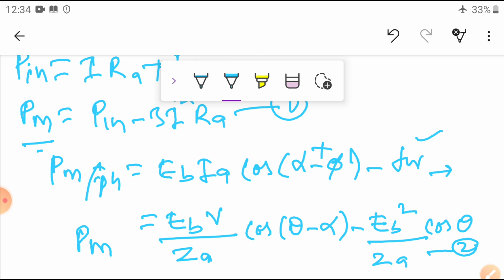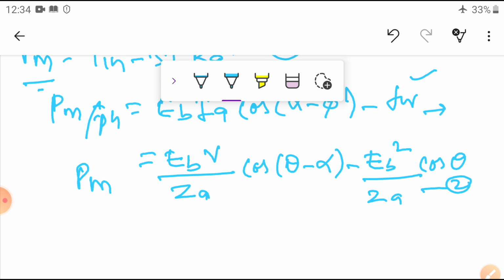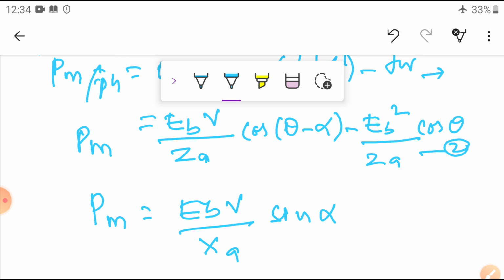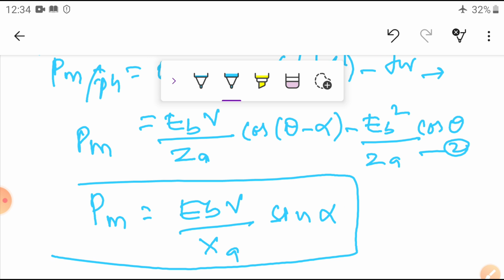This is the elaborate form, and it can be simplified for our calculation purposes when the armature resistance is very low compared to the synchronous impedance. We simplify it for our problems: PM is equal to Eb times V by Xs times sin alpha. These are generally used in our simple calculations. This is the total mechanical power developed in the rotor.